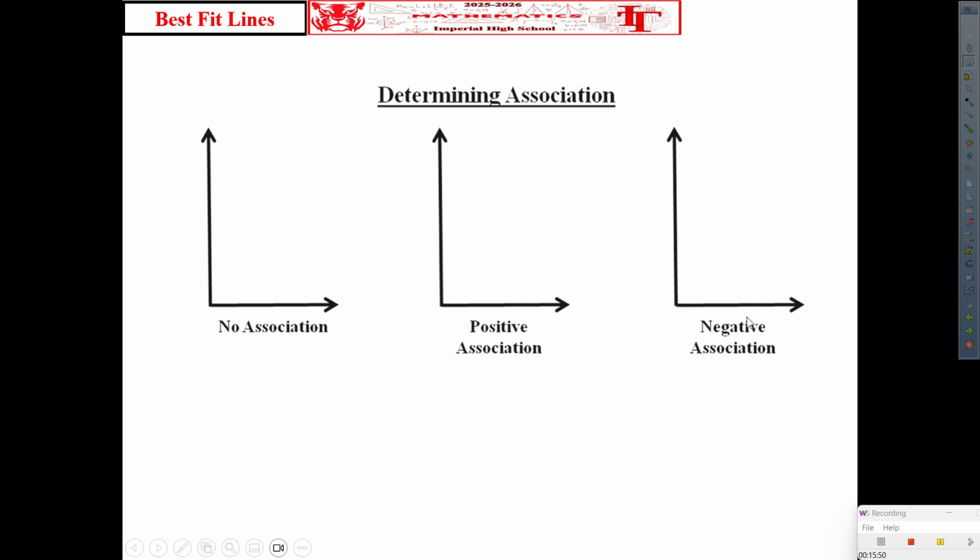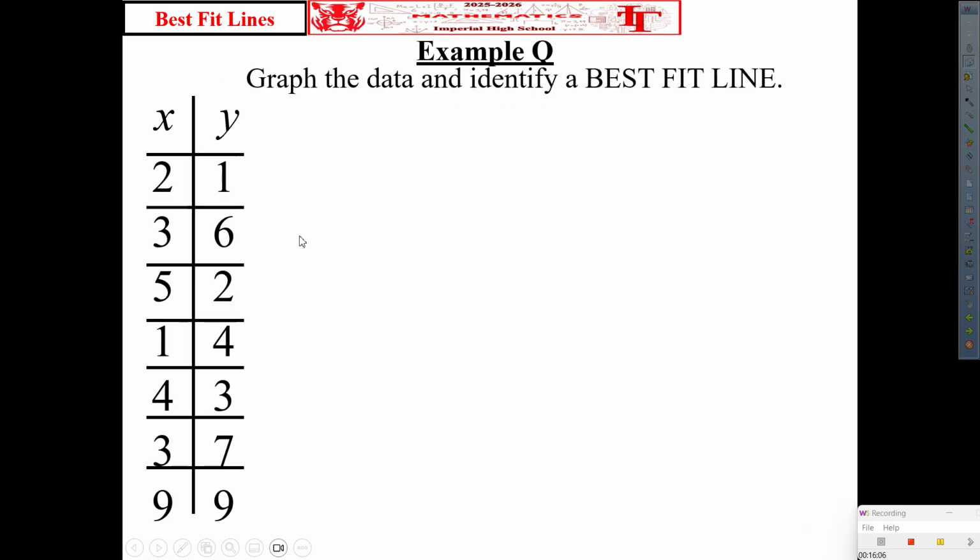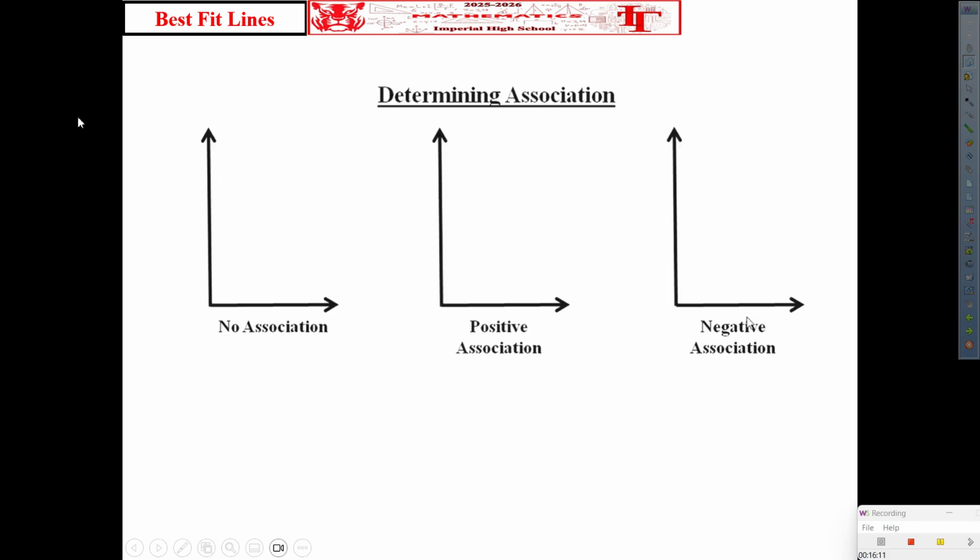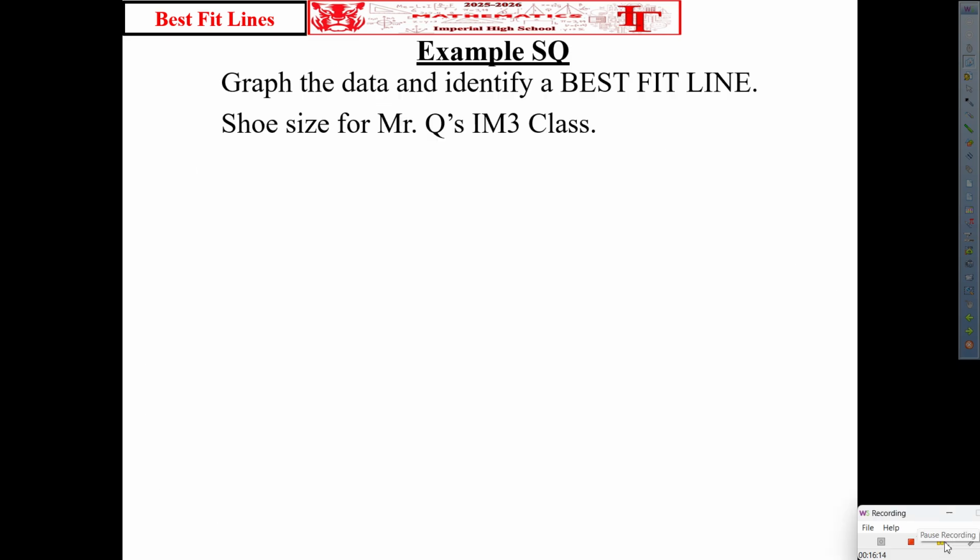It says, graph the data and identify the best fit line for shoe size in Mr. Q's IM3 class. So what does that mean? That means that you're going to get up and you're going to get shoe sizes of people in here. How many people? You need 15 people.